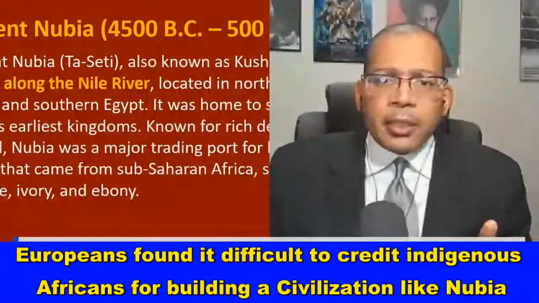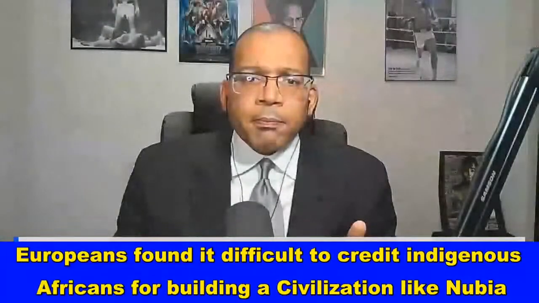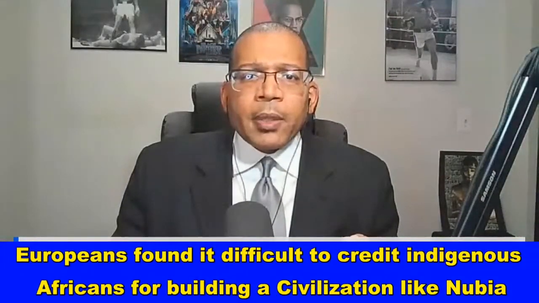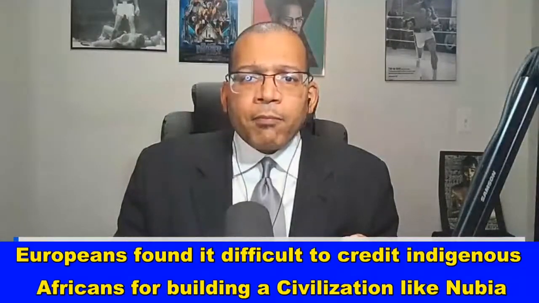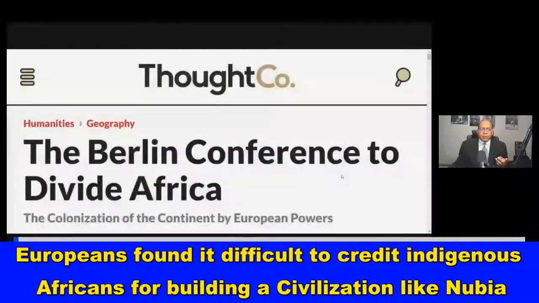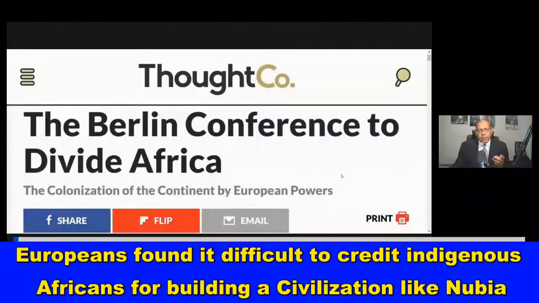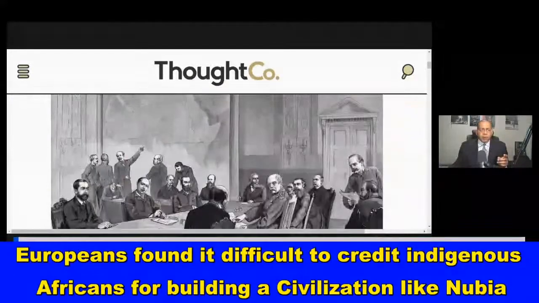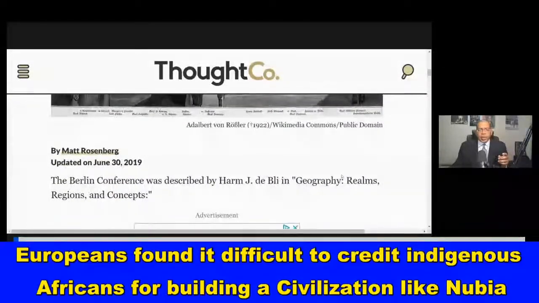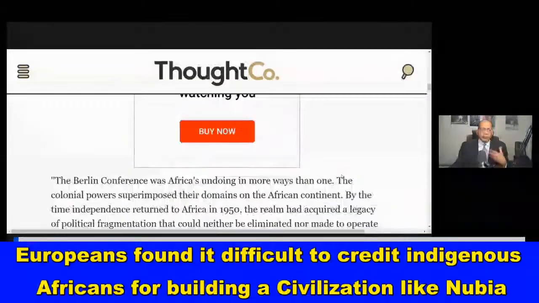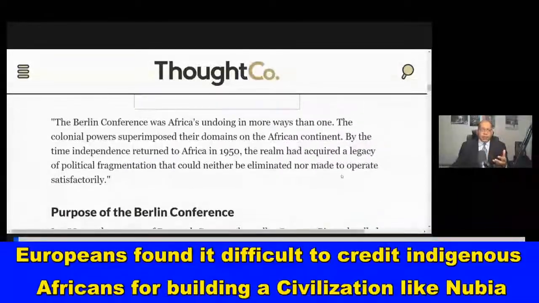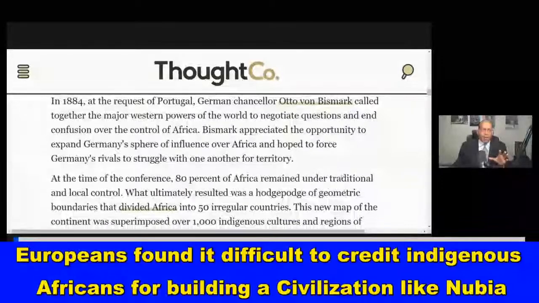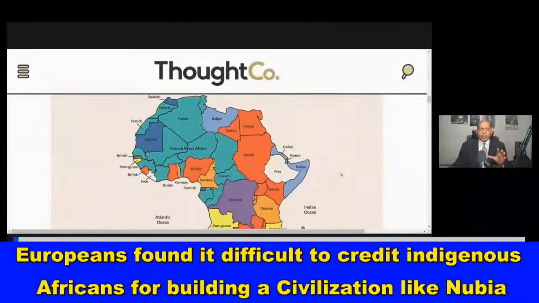There was a good article from thought.co, and it's on the Berlin Conference. This one right here, the Berlin Conference to divide Africa, the colonization of the continent by European powers. This article is from June 30th, 2019, and it deals with some of the history of these 14 European nations having this conference in Berlin, Germany, and they carve up Africa into colonies.